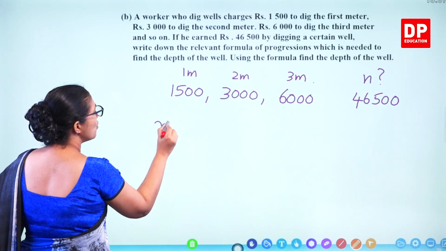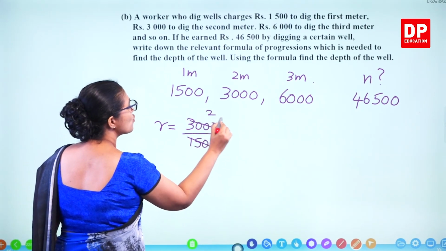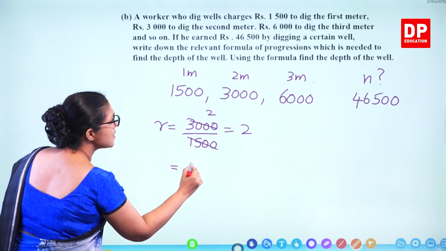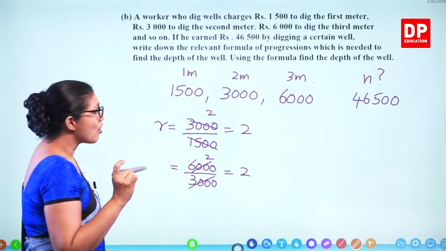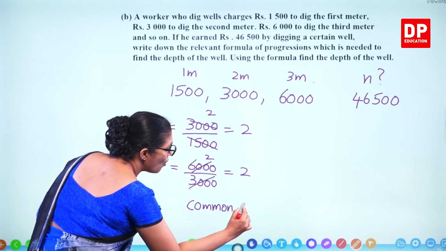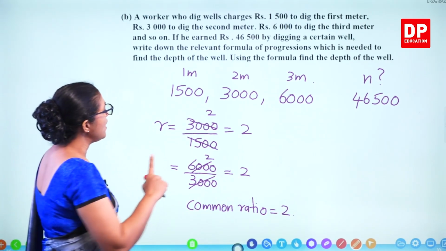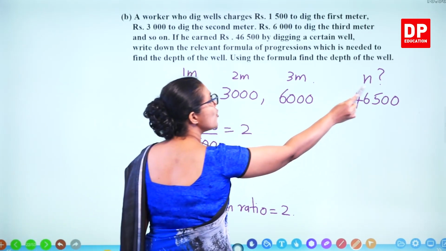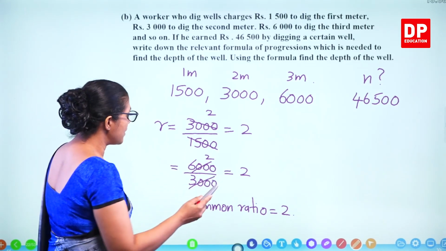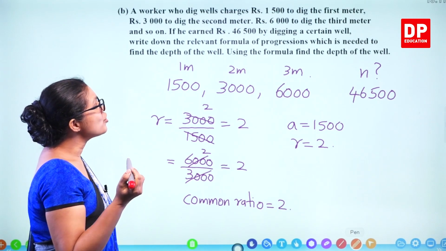So we can find the ratio. Check 3,000 divided by 1,500. You get 2. So the ratio is 2. Now we can check the other ratio, 6,000 divided by 3,000. That's also 2. So you get a common ratio of 2. So what's this progression? This is a geometric progression. We know the common ratio is 2 and the first term is 1,500, so you can use the geometric formula. A is 1,500, the first term, and the ratio is 2.